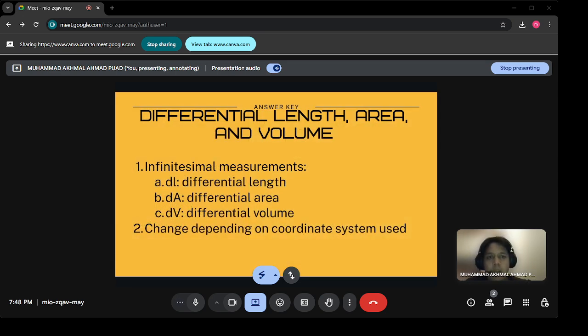So, what are differential length, area, and volume? Number one is infinitesimal measurement, such as dl. D represents the change. Differential length is dl, differential area is dA, and differential volume is dV. So it changes depending on the coordinate system used.